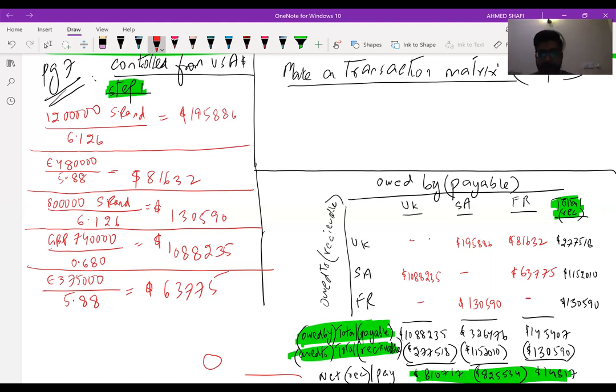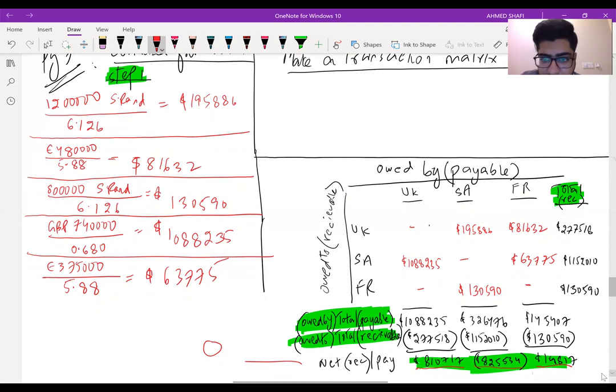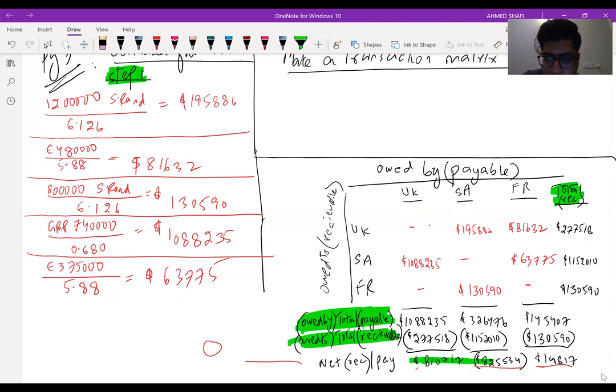That is net off. What does this mean? Listen carefully. UK has net payable, South Africa has net receivable, and France has net payable. No need to do five or six transactions. France has net payable, it should pay. UK has net payable, it should pay to this. France has net payable, it should pay to this.